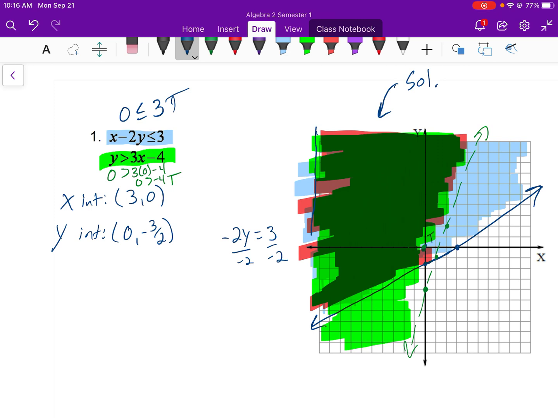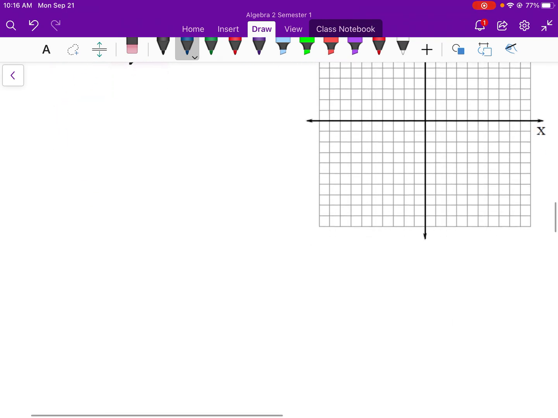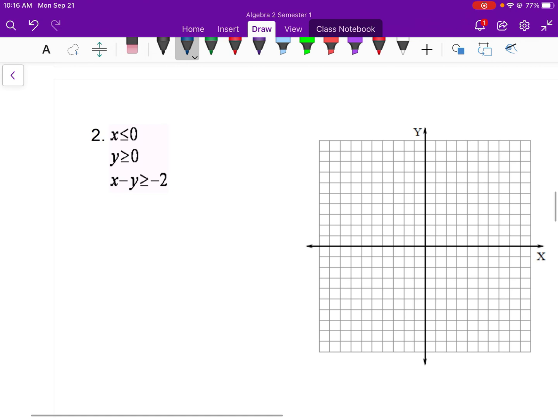Okay. Just because I see shading in both inequalities, I want you to tell me which area is actually where we find the solutions. Okay, so a system of 3 now.